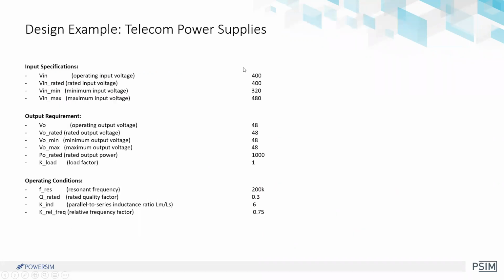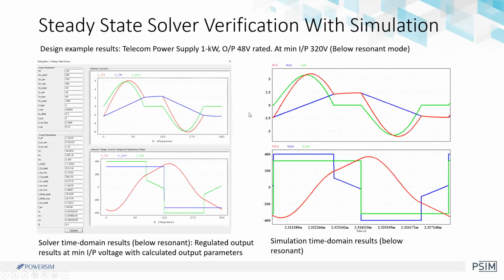So I just put this another example, telecom, where we want to regulate from 400 to 48. We have a 10% variation in input. I will not run this thing. Actually, the results are here in the slides. It's the same way we have designed it here. We selected one quality factor and K, and the result is at the worst case condition, extreme input voltage minimum, and then maximum, I believe.